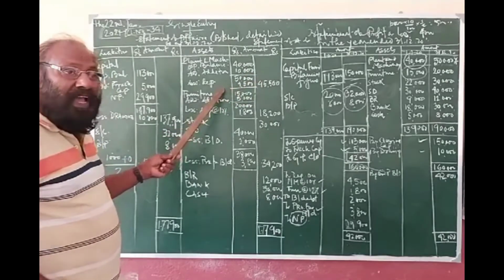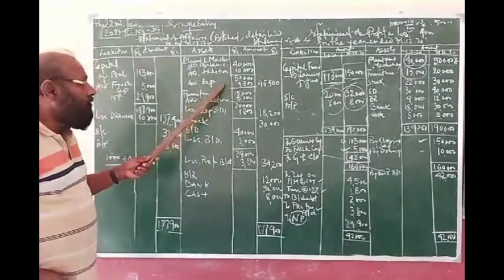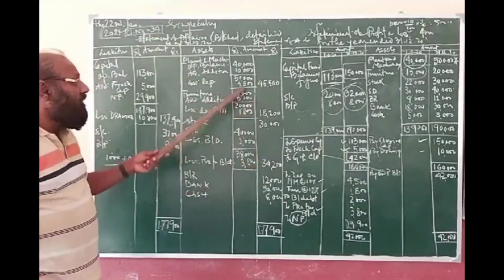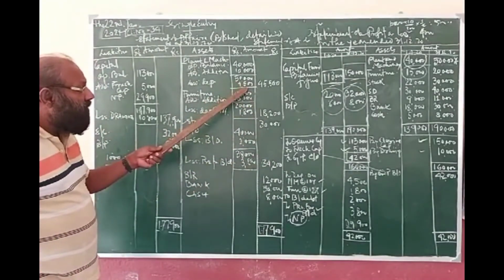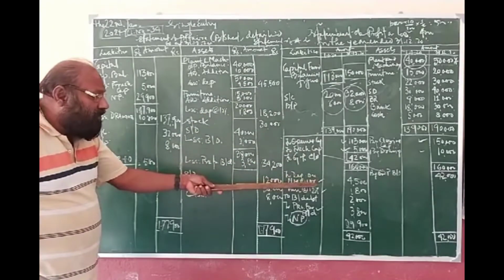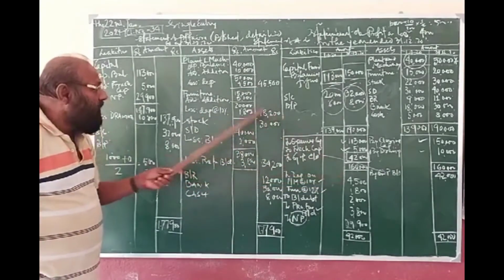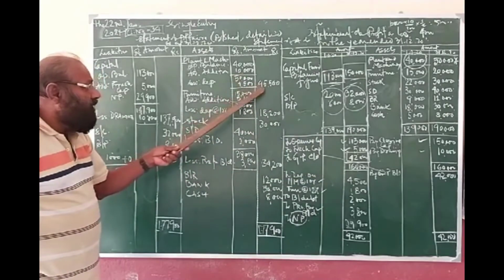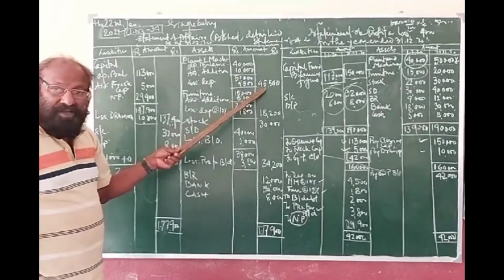Now depreciation, as I have already told you, you should show that amount in the working note, and you have got that amount of 4,500. It has been shown over here in the profit and loss statement. Okay, 4,500, and it has been deducted over here. So it is 45,500. Clear?